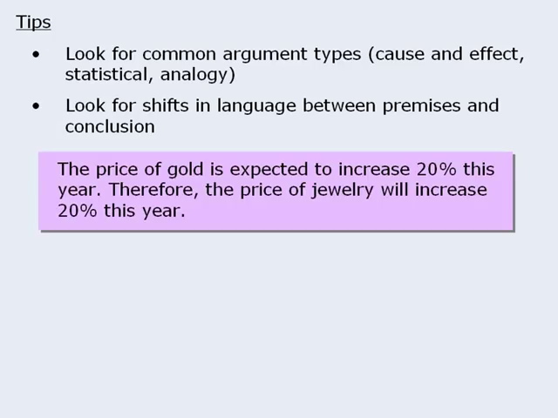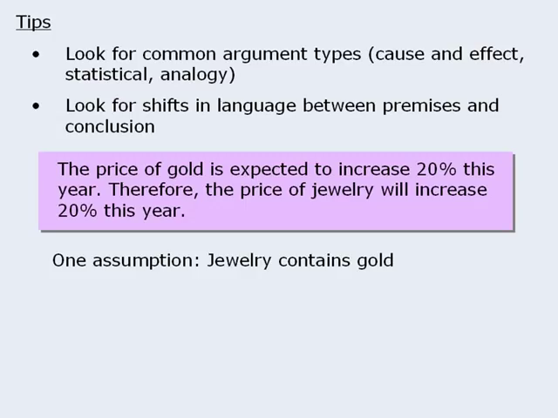Consider this example. The price of gold is expected to increase 20% this year. Therefore, the price of jewelry will increase 20% this year. Here the premise is about gold, but the conclusion doesn't even mention gold. Instead, the conclusion is about jewelry. So there must be an assumption that bridges the gap between gold and jewelry. One assumption might be something like, jewelry contains gold.